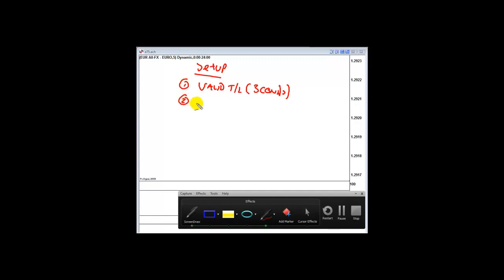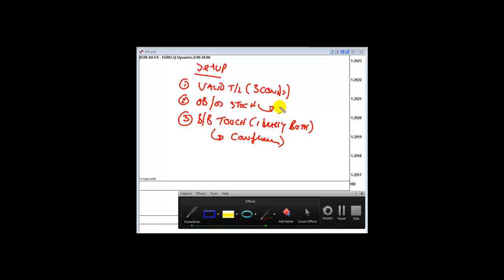We need overbought or oversold stochastic, and number three, we need Bollinger Band touch, and ideally both. And when I say touch, it could just touch or go through, right through. And one more caveat to that, I want to say look out for confluence on the Bollinger Bands, and on the stochastics look out for divergence.